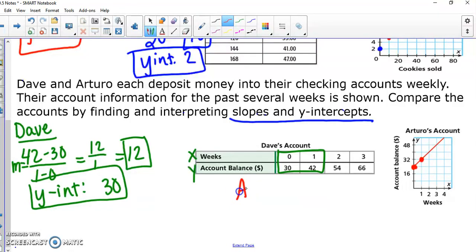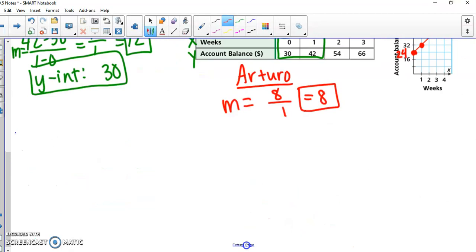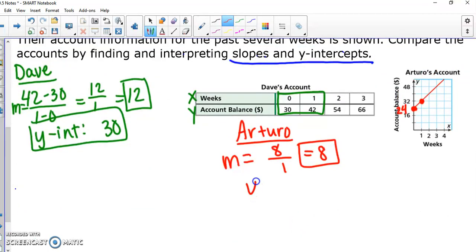Alright, now let's go over to Arturo, and we'll find his slope. If I'm counting correctly, we'll just pick 2 points here. I've got a 24, and this point is at 132. It looks like he rose 8, and then he went over 1. So his slope would be 8. And then his y-intercept, remember, is where it crosses the y-axis. His y-intercept looks like it would be at about 24.